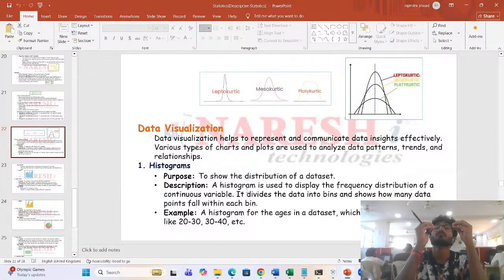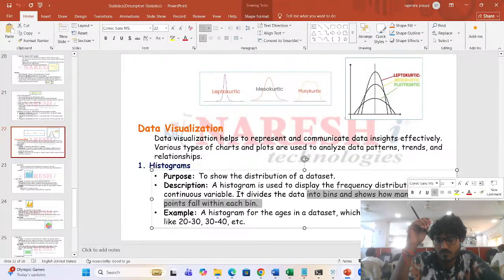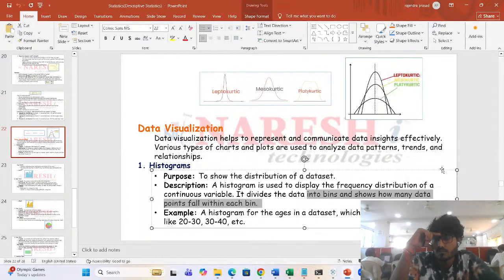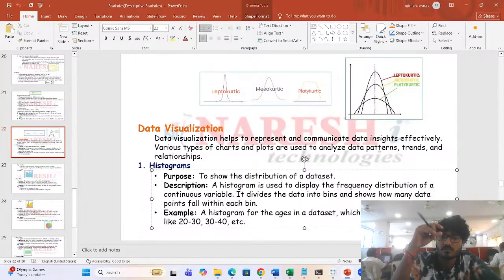A histogram is used to display the frequency distribution of a continuous variable. It divides the data into bins and shows how many data points fall within each bin. If the values are high, a longer bar; if values are very few, a shorter bar, you can see it. Clear? For example, you want to see customer ages, which could be divided into bins like 20 to 30, 30 to 40, 40 to 50.